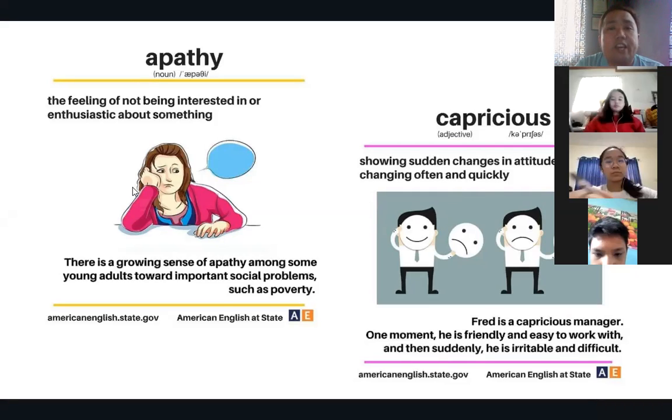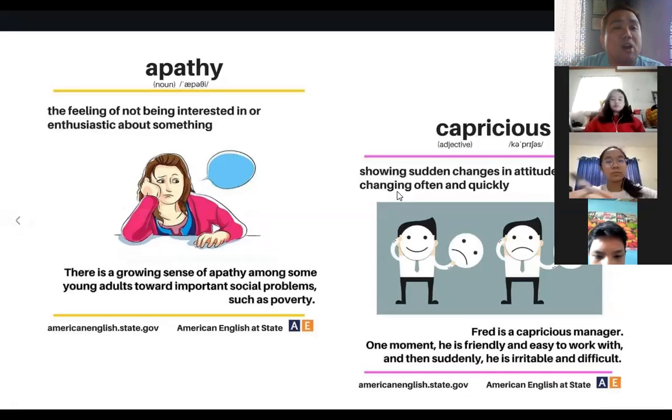Next is capricious. Okay? Capricious. It's also an adjective showing sudden changes in attitude or behavior, changing often and quickly, or a sudden change in emotion. Mabilis sa pagbabago ng emosyon. Okay? Capricious. Example: Fred is a capricious manager.